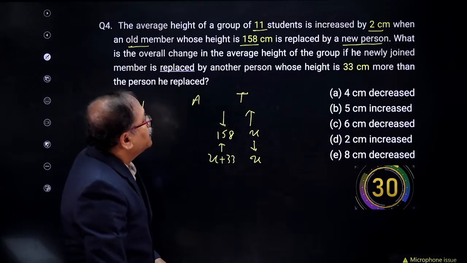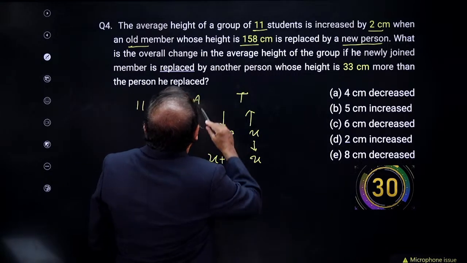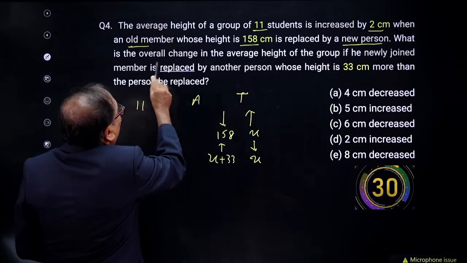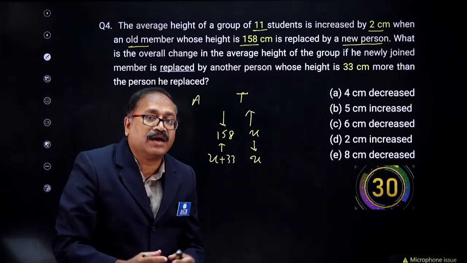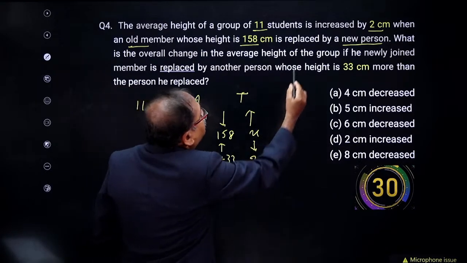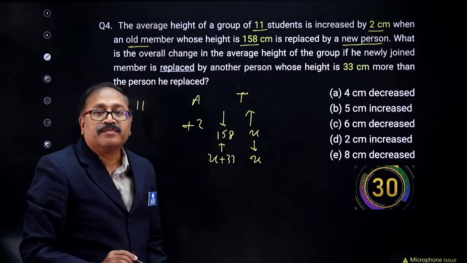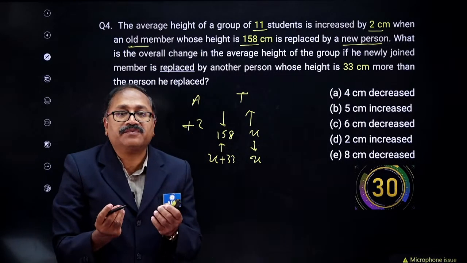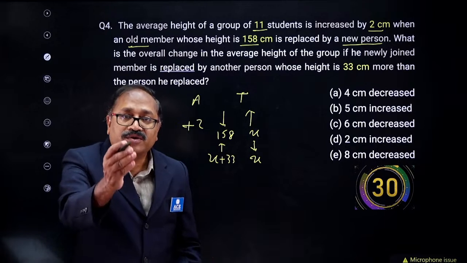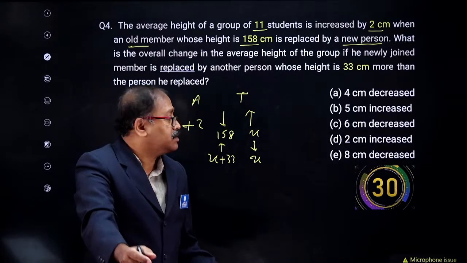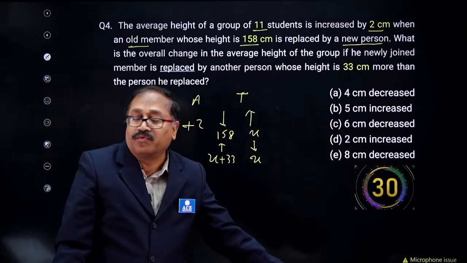Now the question says: what is the overall change in the average? When this change has taken place, the average is increased by 2. So it's a very beautiful question which can be answered in 10, 12, or a maximum of 15 seconds. You try, my friends, and then I will show you how to answer it. This is only the question I wrote, not the solution. Your time starts now.